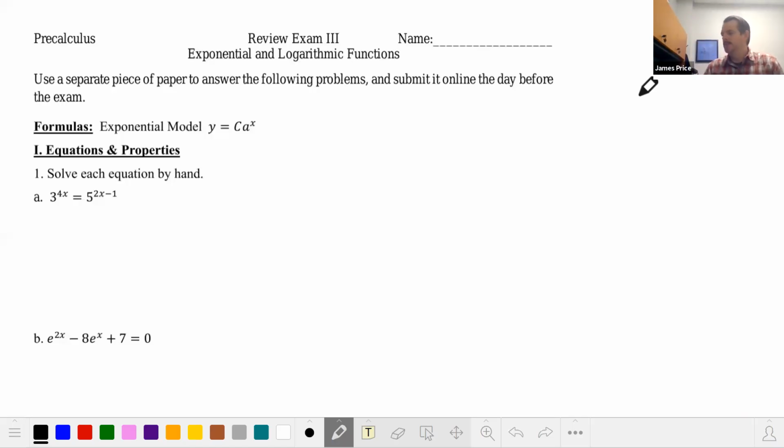All right, guys. So this is the review for exam 3 on exponential and logarithmic functions. And so hopefully you got a separate piece of paper to practice these problems with me. So we're going to start with solving some equations and working with some properties of exponentials and logarithms. So here we have a bunch of exponential and logarithmic equations.